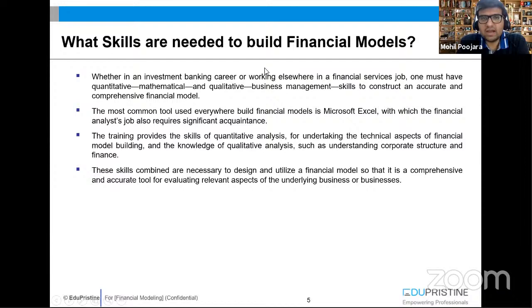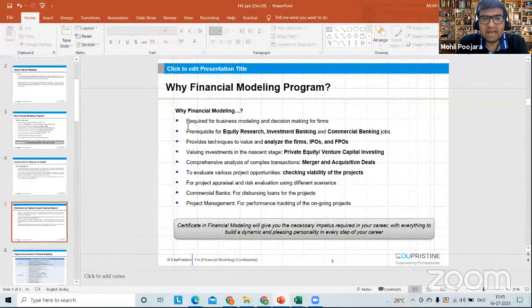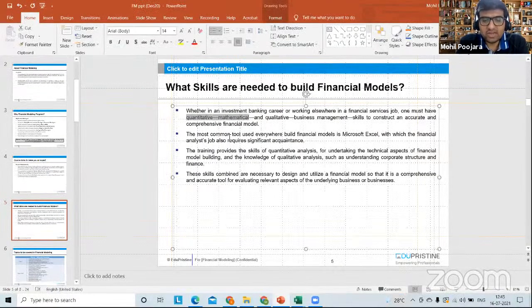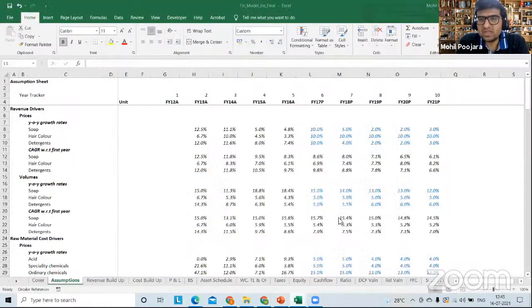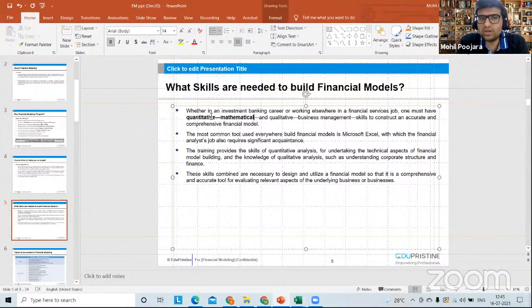In terms of skills required to build financial models, there are three major skills. One is mathematical or quantitative skills. You need to be a friend with numbers. If you're like, I don't like numbers, all these models are built on a lot of numbers. So you need to have some quantitative and mathematical skills. You need to have qualitative skills to understand the macroeconomics, the microeconomics, the business, the different decisions of business and what impact they will have on the share price. So you also need business management skills. You then need financial modeling skills in terms of Microsoft Excel.